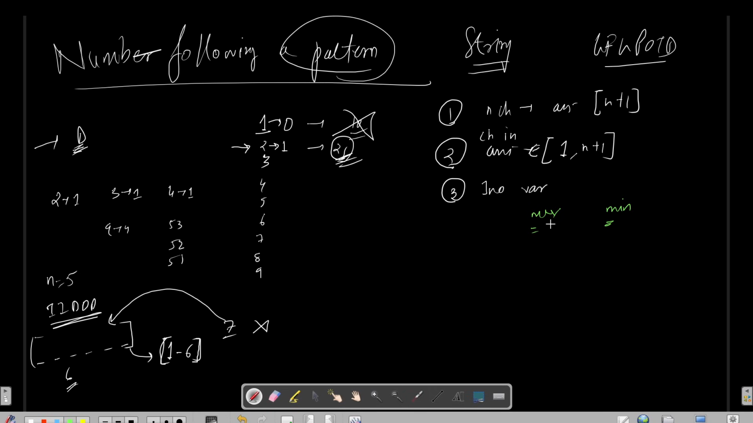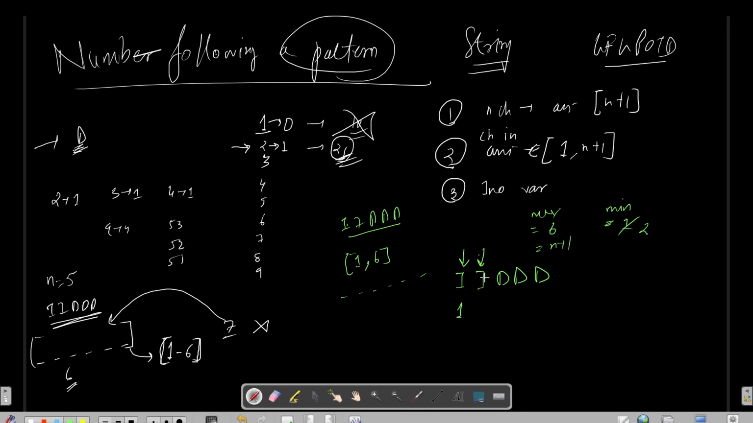What I was thinking is, if I have 5 characters, that is triple I, double I and triple D, I know my answer would be in the range of 1 to 6, and I have 6 places to fill. So I point my max as 6, that is n plus 1, and my min as 1. Now I start my for loop, iterating over each character. If I see an I, I place the minimum value and increment it, so 1 becomes 2.